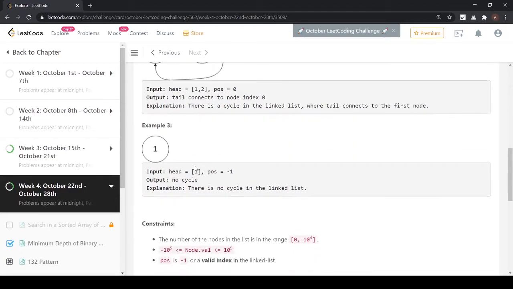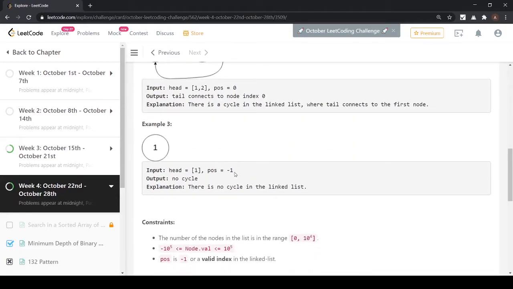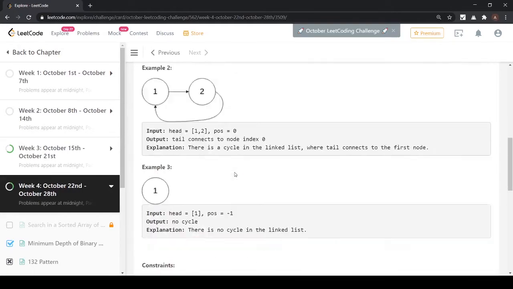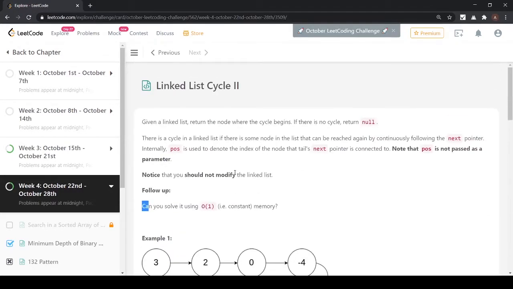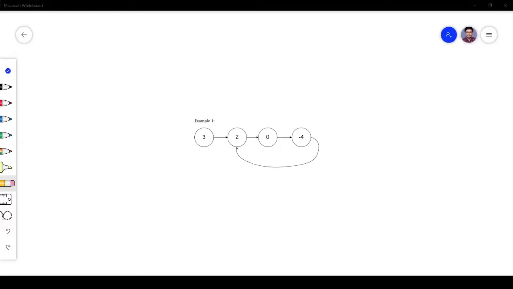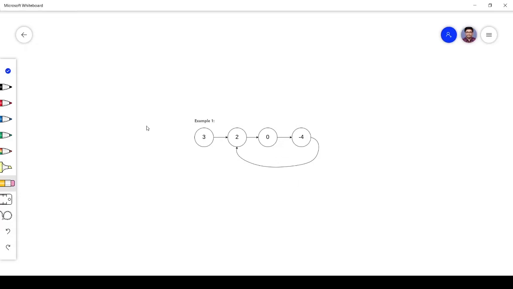In the Linked List Cycle 1 problem, we had to find if a cycle exists or not. But in this problem, we have to find from which position the cycle starts. I'm going to show you an example. In this first example, the tail points to the second node in the linked list. So basically, we have to find that node.